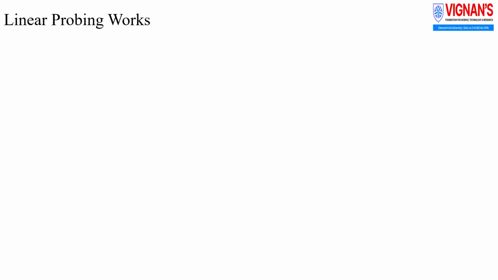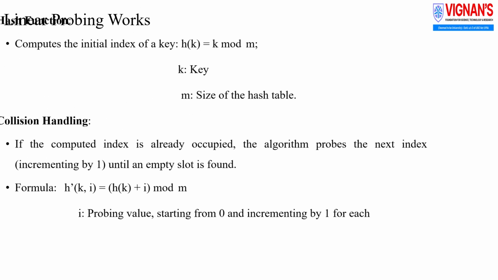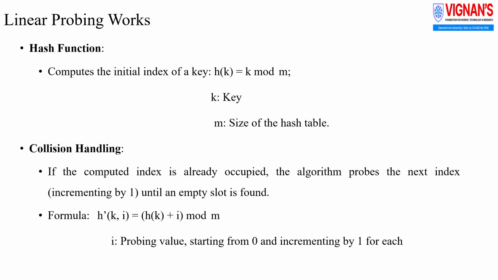How linear probing works. First, let us understand the hash function. The hash function computes the initial index of a key using the formula h(k) = k mod m, where k is the key value and m is the size of the hash table.